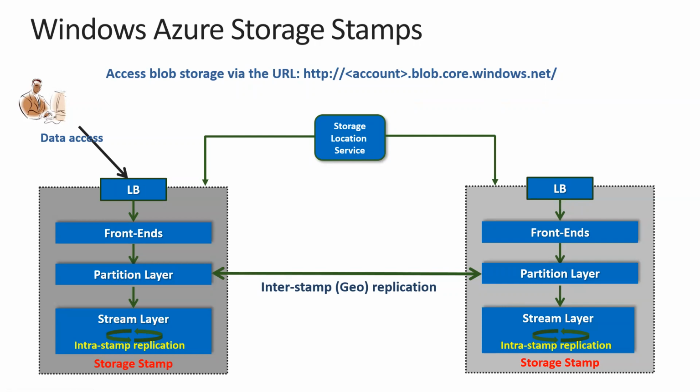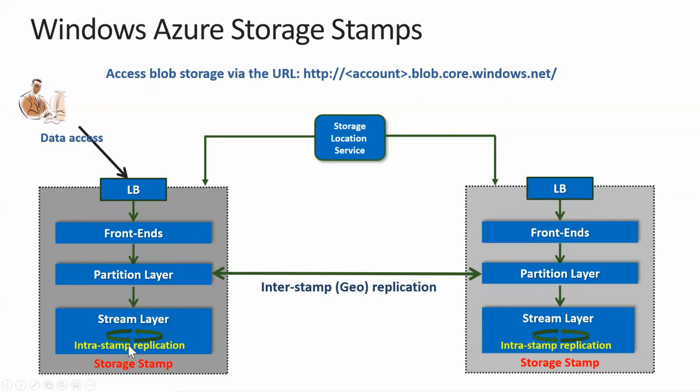Okay, so I have one question here. At the partition layer, the interstamp geo replication, is it happening in a hot manner? Like, both the stamps that are seen in this diagram are active, or is it passive, where only in case of a disaster it gets activated?